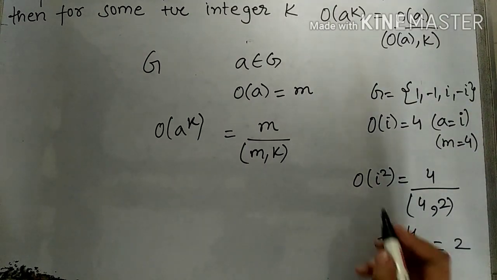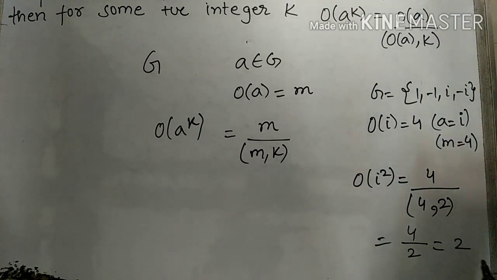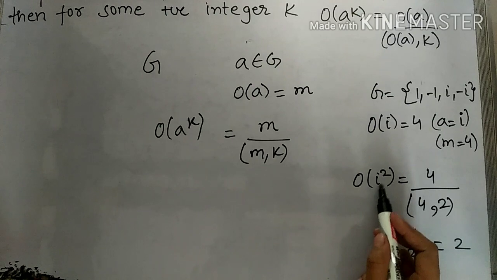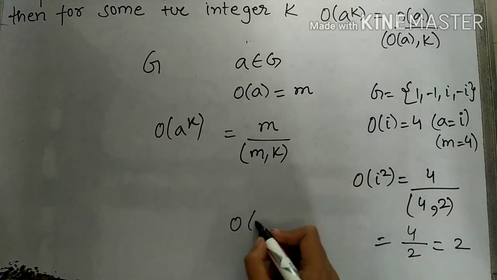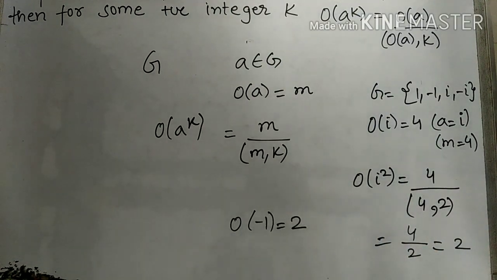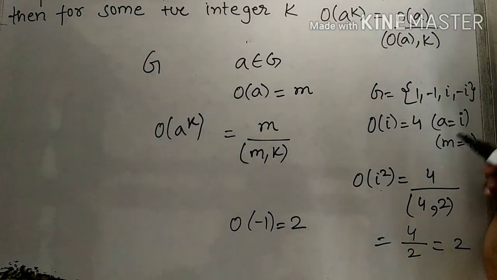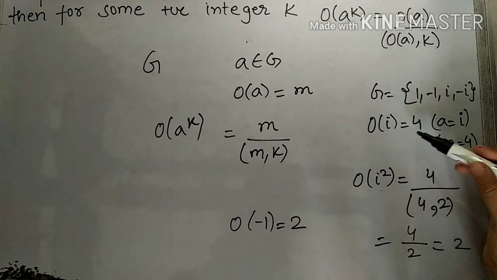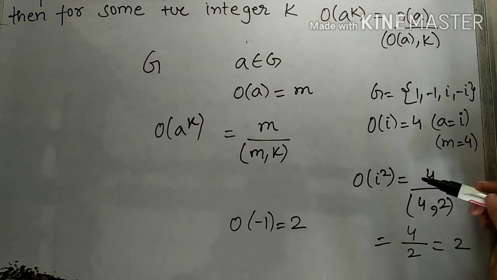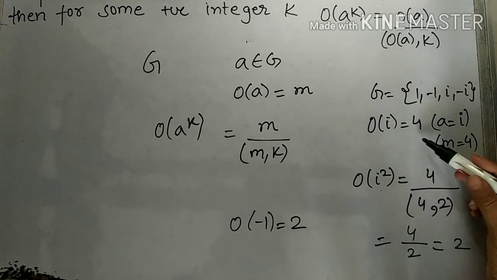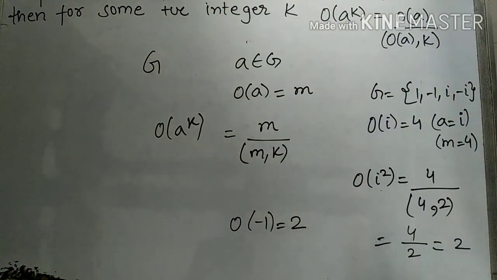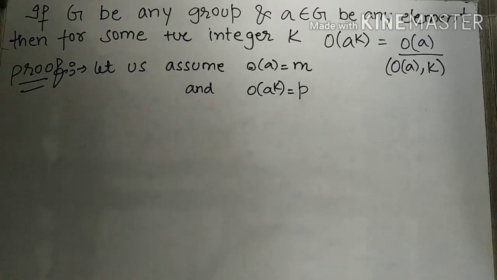So what we get from here? The order of iota square is equal to 2, and we know it's true because iota square is nothing but minus 1, and we know the order of minus 1 is 2. So friends, if you are given the order of any element of any group G, then you can find the order of any positive power of that element, as we have done here. So let's prove this result.